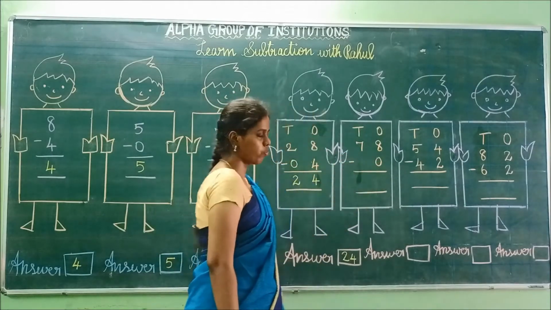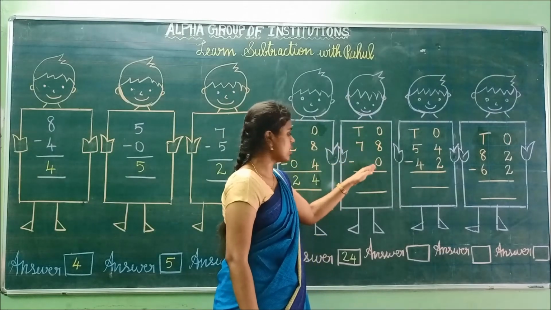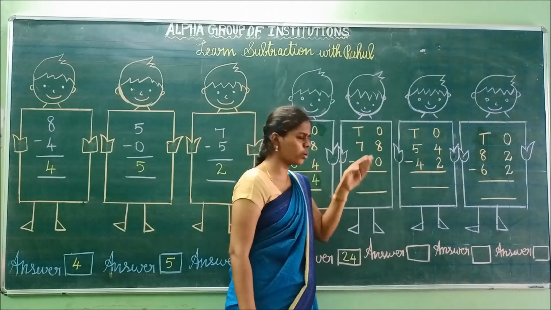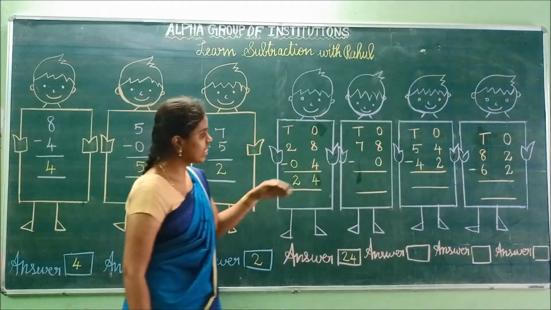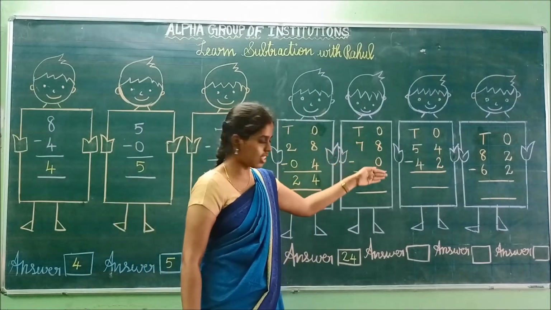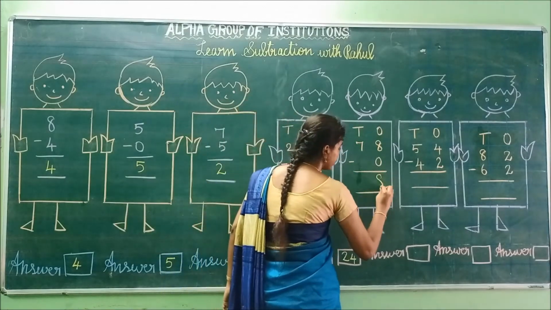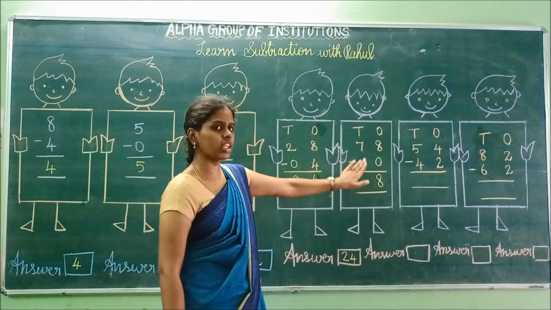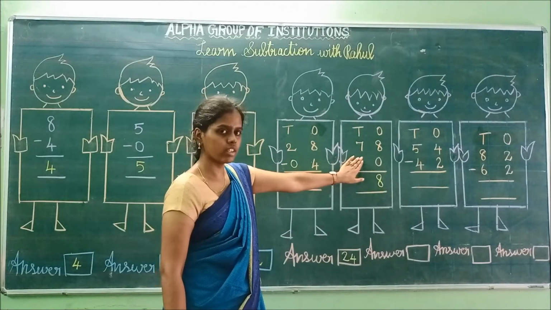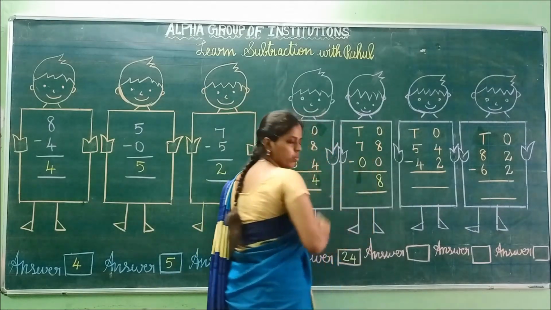78 minus 0. See the ones place, 8 and 0. If you are having 0 here, what should we do? I told you, you can directly write this number here. So the answer here is 8. Then, if there is no number, what should we think of it as? Yes, we should think here there is 0.